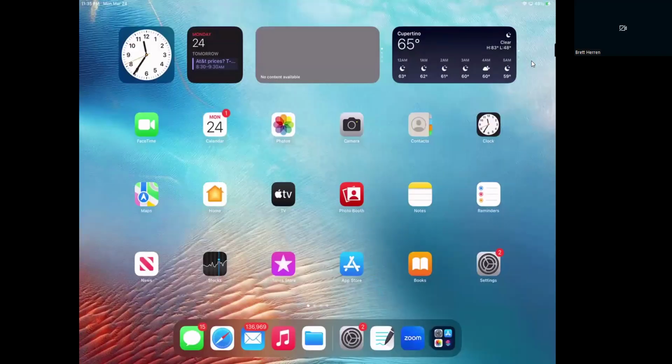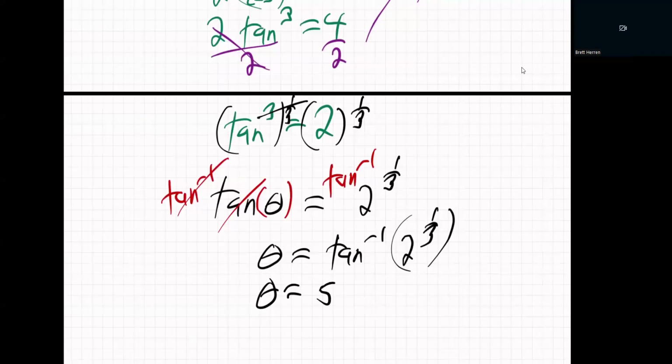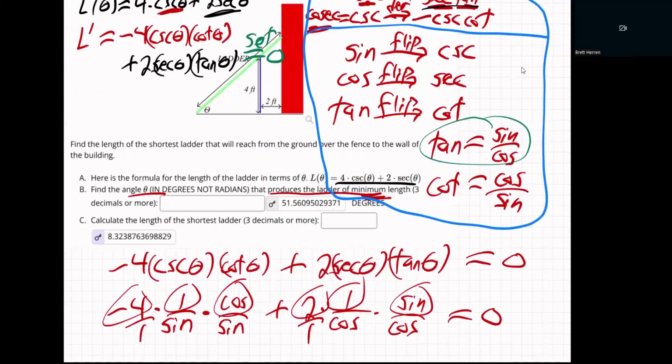51.5609 degrees. That's degrees. Is that what they got? Yeah. That many degrees. Make sure you're in degree mode. That was some tricky steps. Now we're not done. One more.